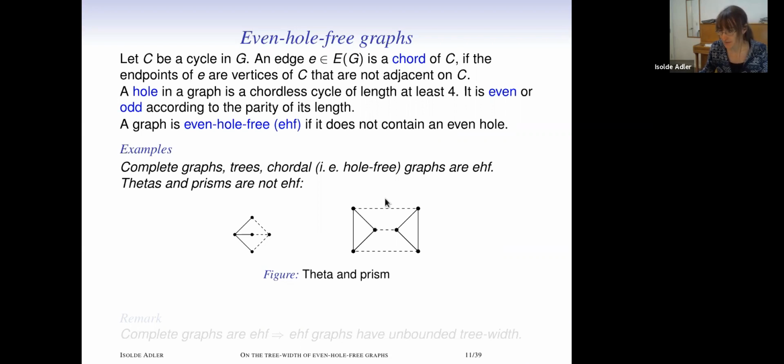And this one is similar. It's another pattern. So these solid lines are just edges in the graph. So 2 triangles like this, and then there are 3 paths of length at least 1, the dotted lines, connecting the triangles like this. And again, you can see for parity reasons, 2 of these paths must have the same parity, and so you will find an even hole.